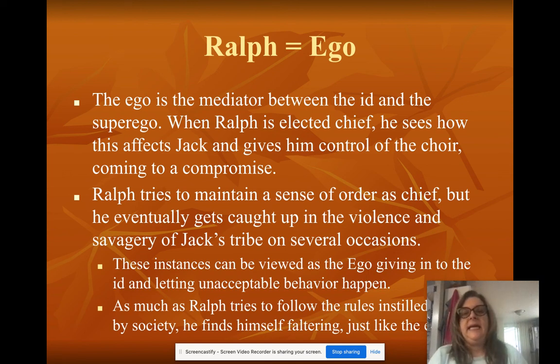But he is elected chief. He sees how Jack is, and he sees how the other children need help, and he tries to maintain that sense of order as the chief. But eventually, he too gets caught up in the violence and kind of turns almost instinctually to Jack. But as long as he has Piggy and Simon, he's still got the parts of his superego that are helping him to navigate what's going on on the island.